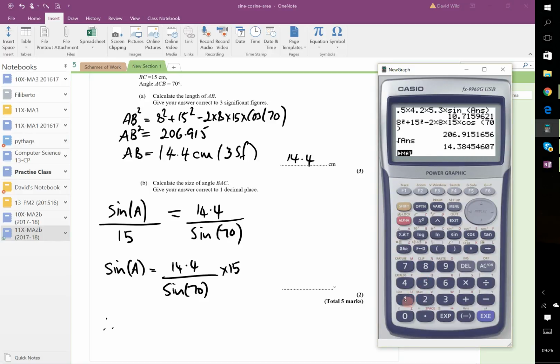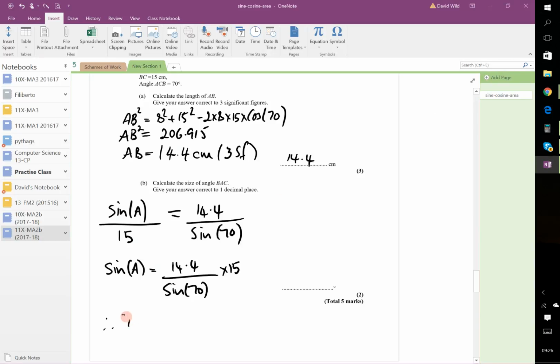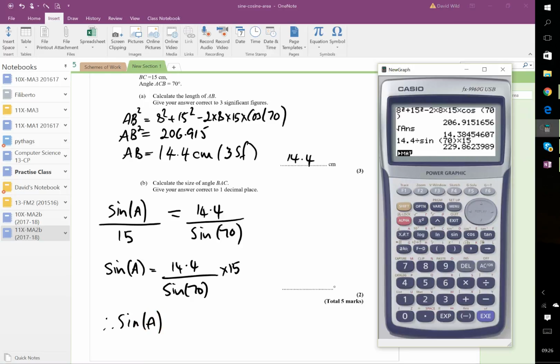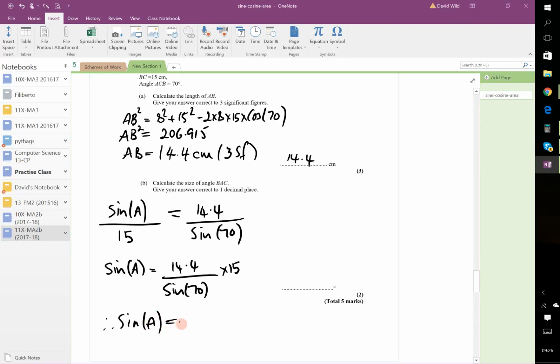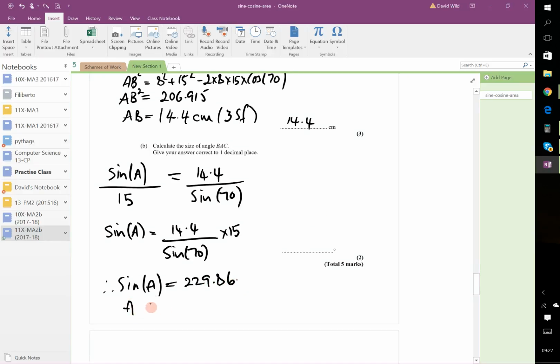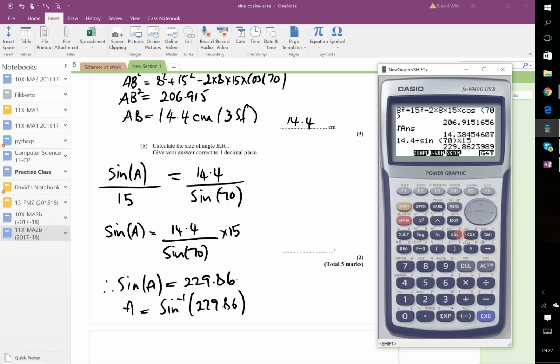So we're going to get 14.4 divided by the sine of 70, and we're going to multiply that by 15 to get 229. Sine of A is, what was that, 229.86. So my angle A is the inverse sine of that. So when we do that on the calculator, we do the inverse sine of our last answer.